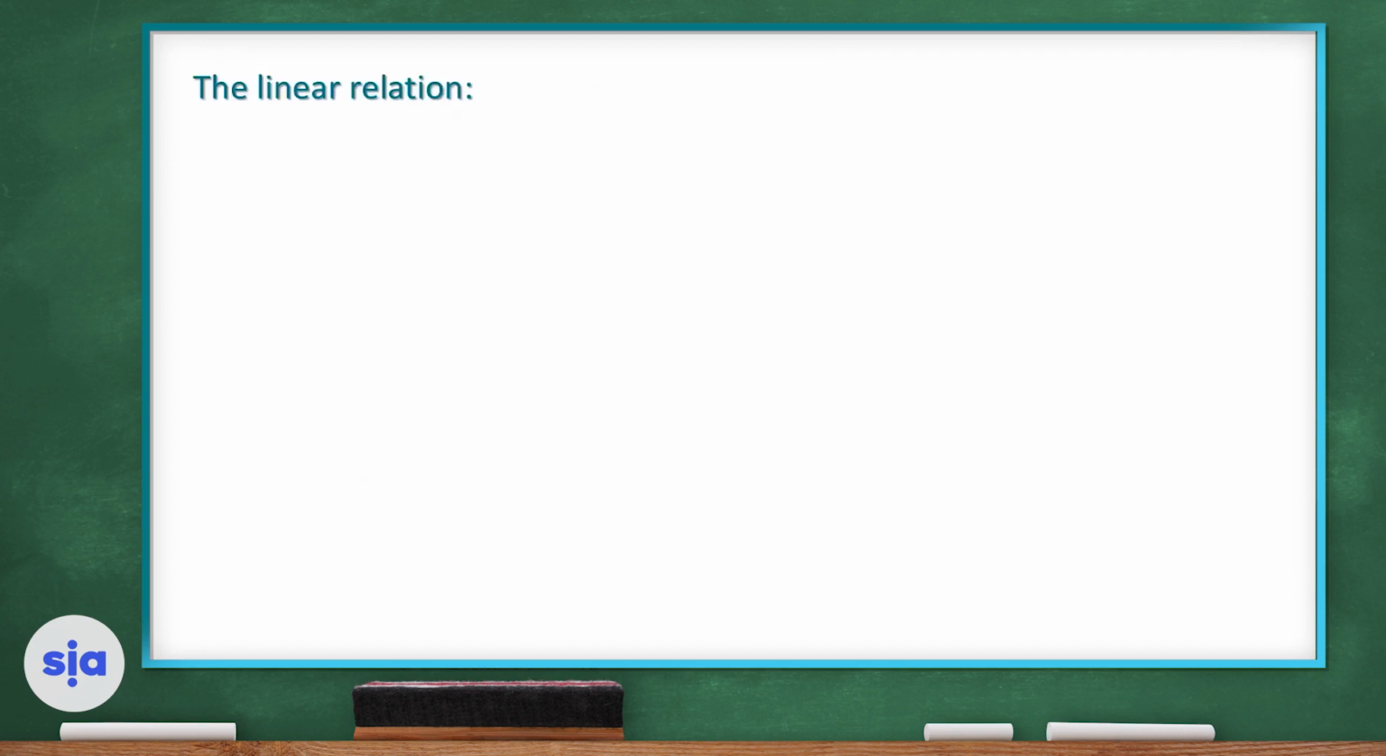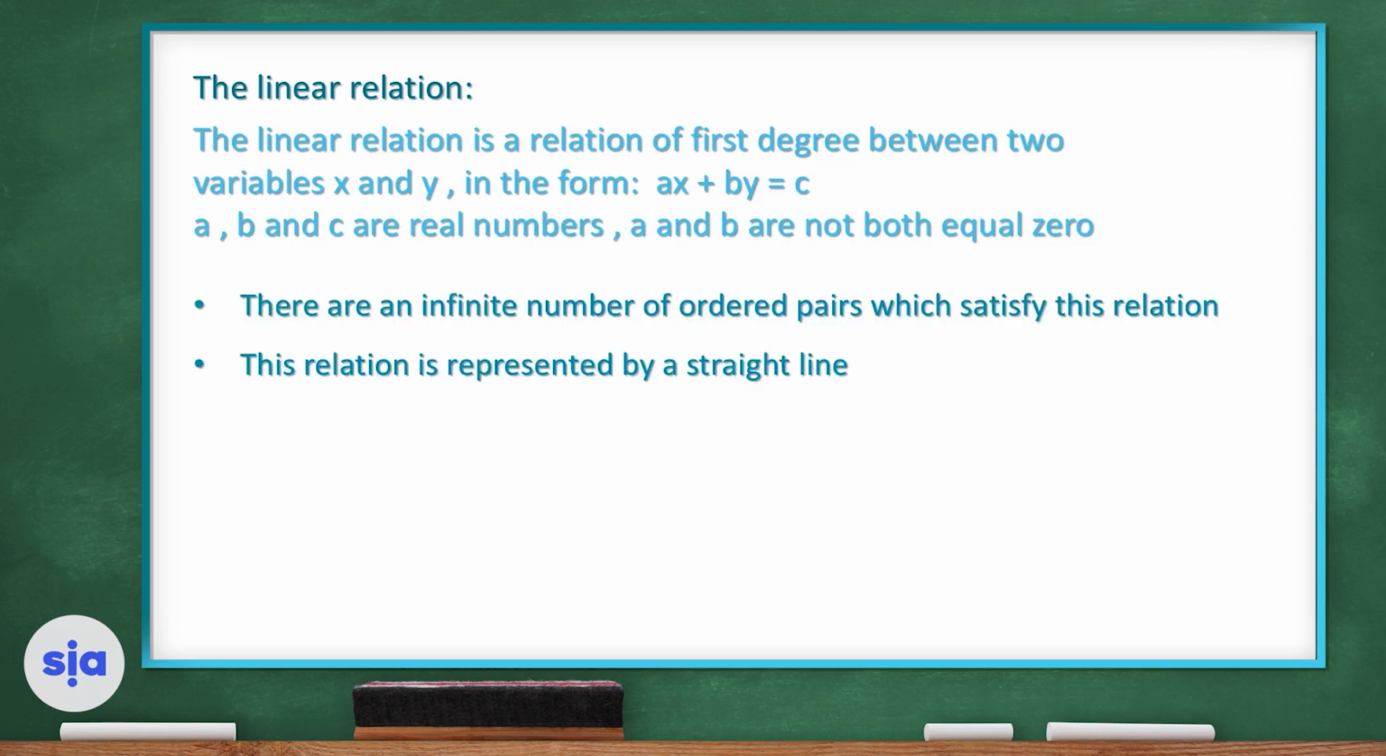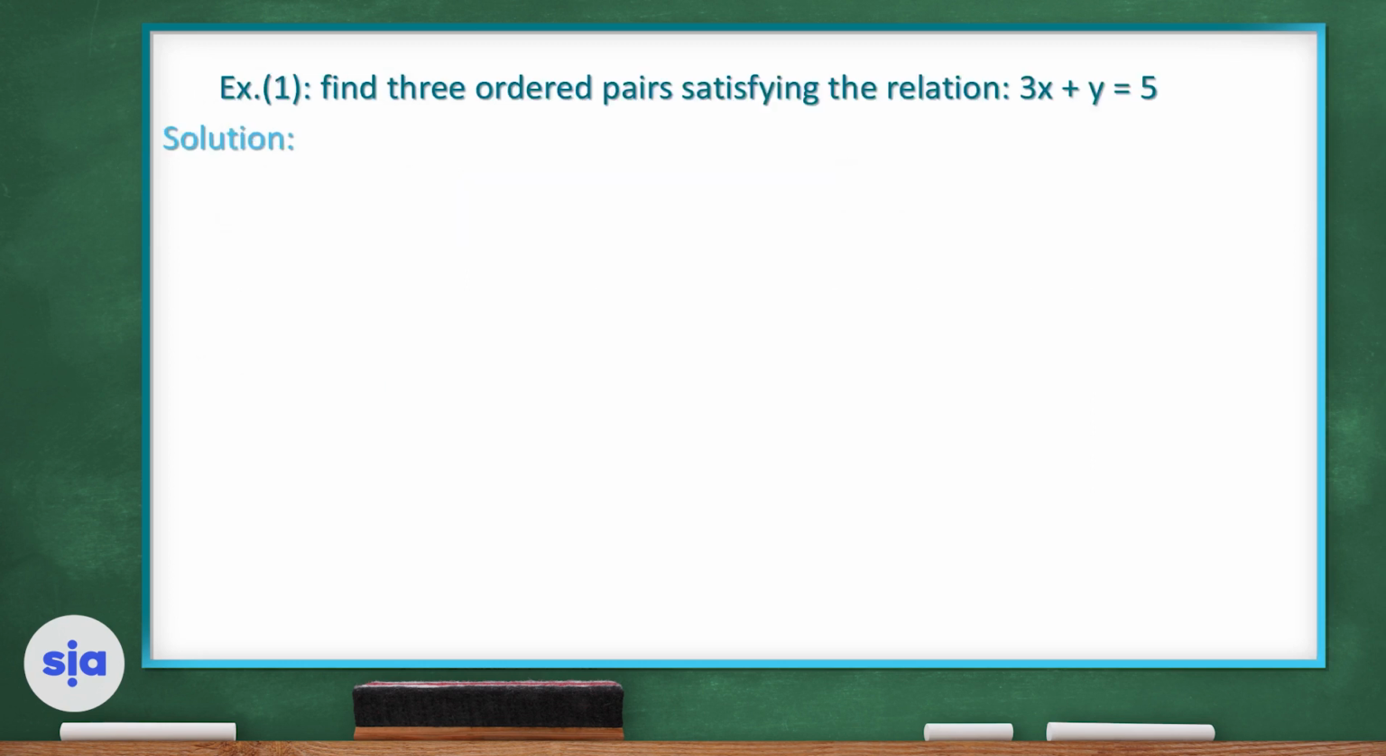Let's now go and check the linear relation. The linear relation is a relation of the first degree between two variables x and y, and it's usually written in the form of ax plus by equals c, where a, b, and c are real numbers and a and b are both non-zero numbers, or we can say that a and b are not both equal to 0. There are an infinite number of ordered pairs which satisfy this relation. This relation is represented by a straight line.